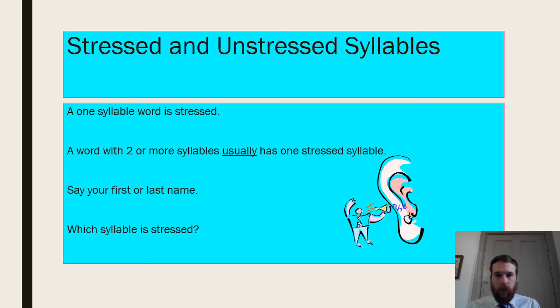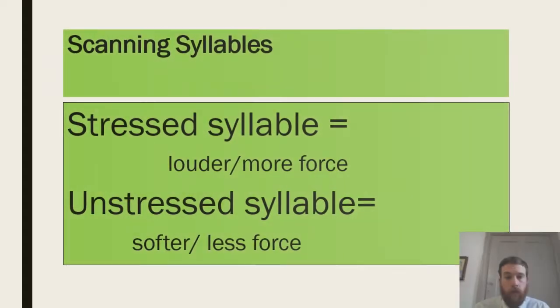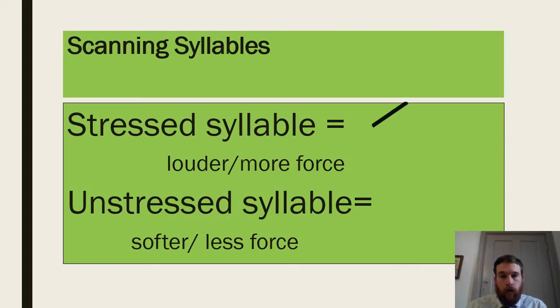So we speak with emphasis whenever we say things. We don't really notice it because it's the natural way that we speak. So in writing, there are symbols that show this. You have that line when it's a stressed syllable and that little U sign when it's an unstressed syllable. And the stress is just the ones that are louder or have more force, and the softer one is when you have less force.